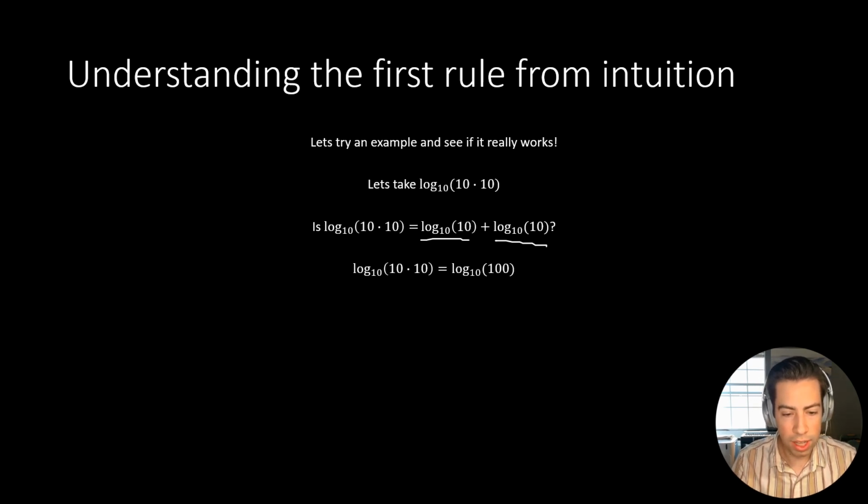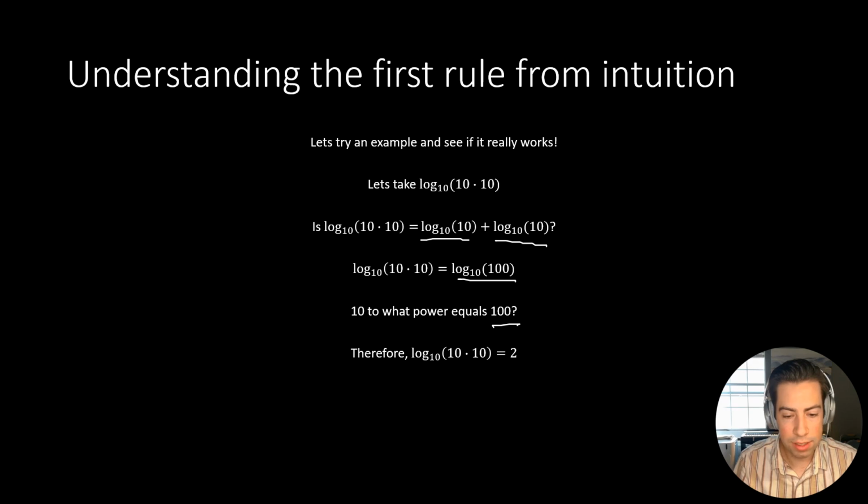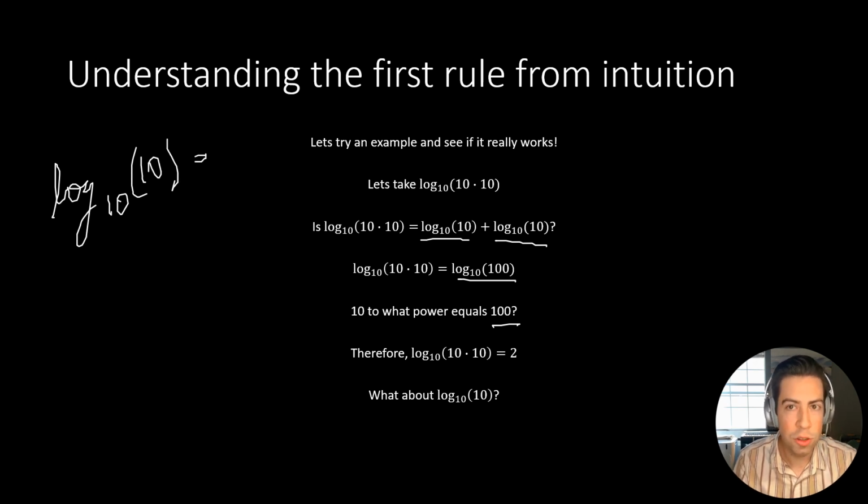Well, we know that the logarithm of 10 times 10, that's just the logarithm base 10 of 100, right? That's the same thing. So we need to ask ourselves, 10 to what power equals 100? And we know that that's 2. So therefore, the logarithm of 10 times 10 equals 2. Now, what about log base 10 of 10? Well, guys, like we talked about, if I have this right here, I'm asking myself, 10 to what power equals 10, right? And we know that 10 to the first power equals 10, so this is going to equal 1.